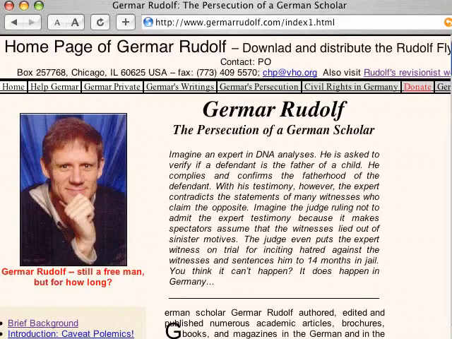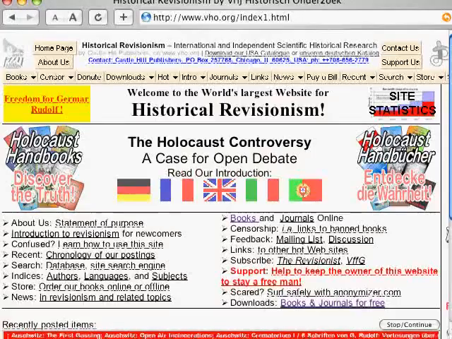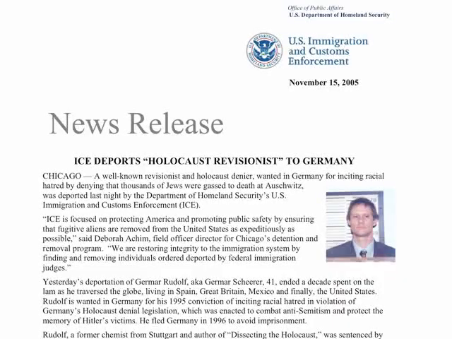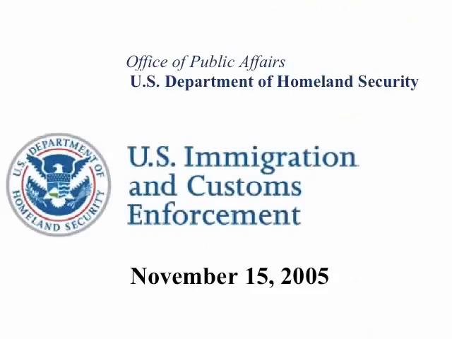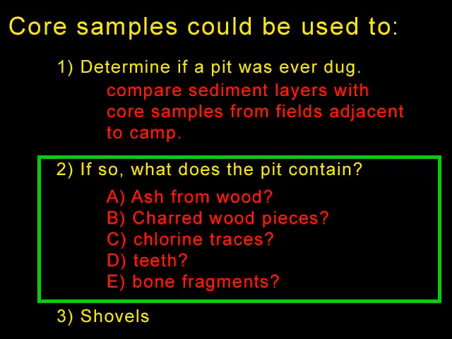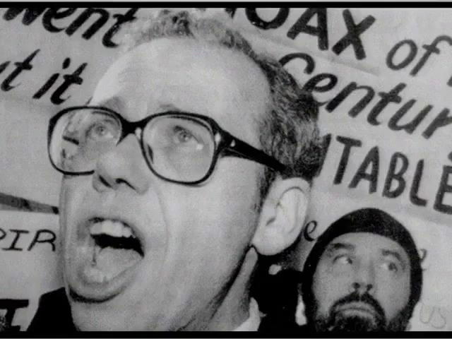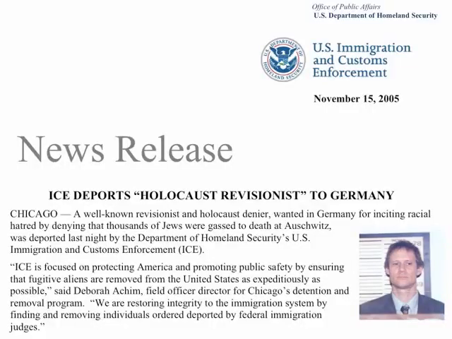Coming to the United States, he ran a revisionist website and publishing company called VHO, and applied for political asylum based on free speech. That was not given to him. The U.S. government arrested him and sent him back to Germany, where he is now in jail. In short, there's been very little searching for physical evidence at Treblinka, Belzec, and Sobibor, and from looking at Leuchter and Rudolph, we can see why. Scientists don't want the harassment that comes with it.